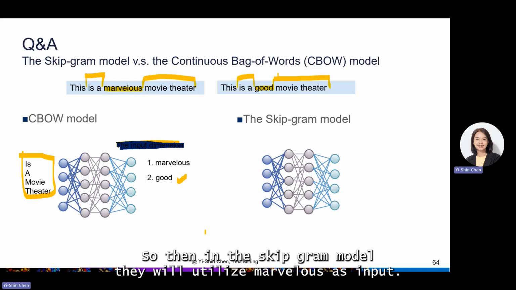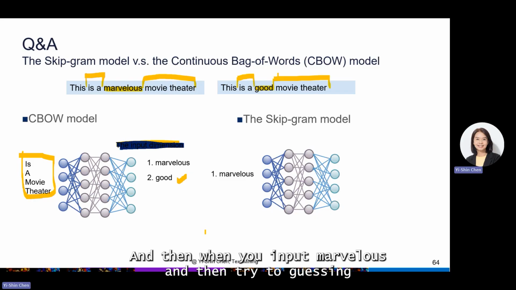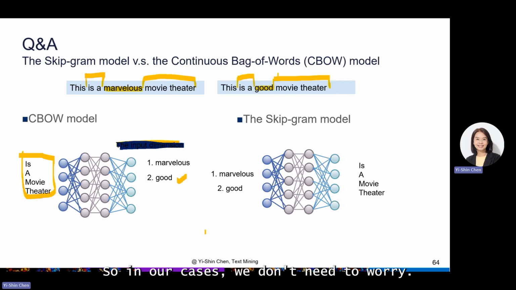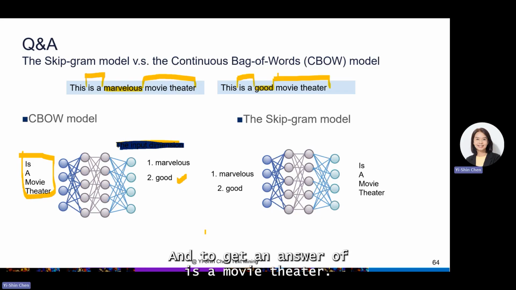So in the skip gram model, they will use marvelous as an input. When you input marvelous and try to guess what the answer will be, we say here is the answer, "is a movie theater." So in that case, we don't need to worry about our model getting confused about what the answer will be, because inputting marvelous to get the answer "is a movie theater" is not very different from inputting good to get the answer "is a movie theater."